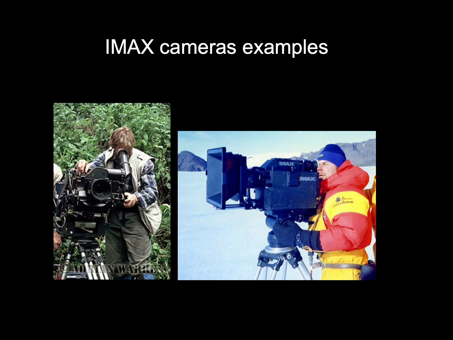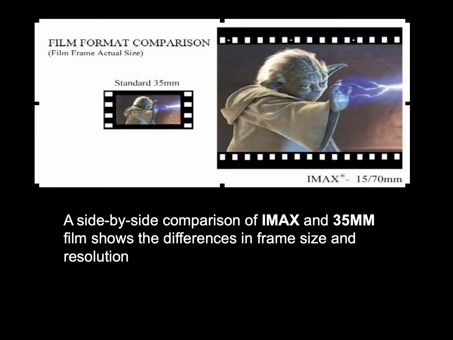Here are two examples of different IMAX cameras. Take some time to look at this side-by-side comparison of an IMAX format that's 70mm on the right and then the same image in a 35mm format. It shows the differences in the frame size and the resolution.